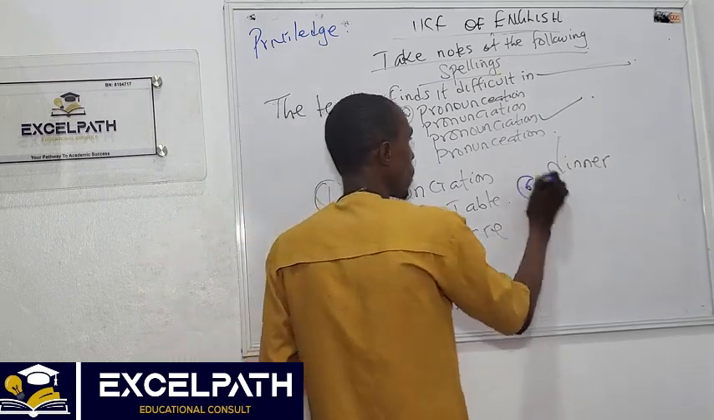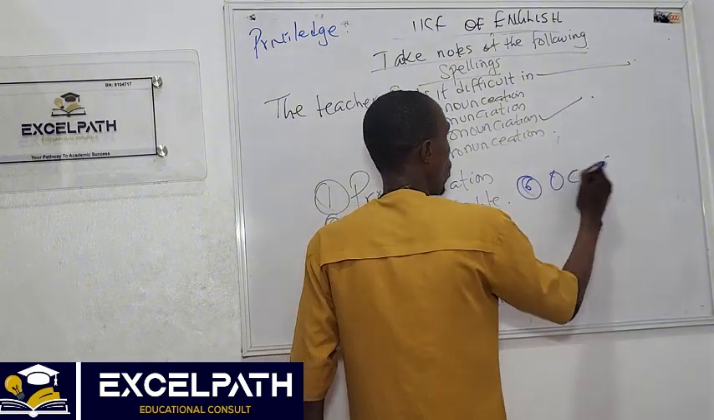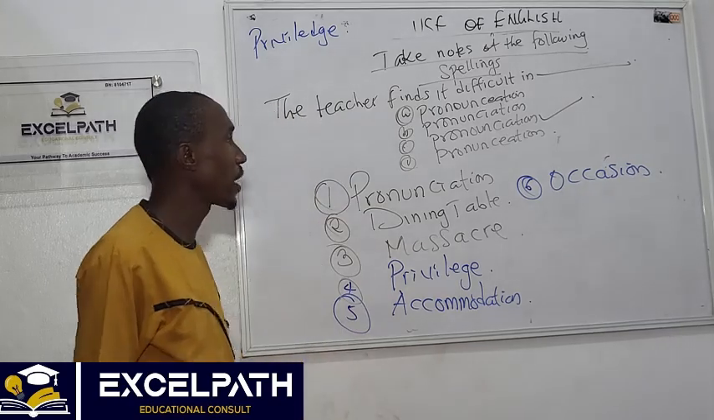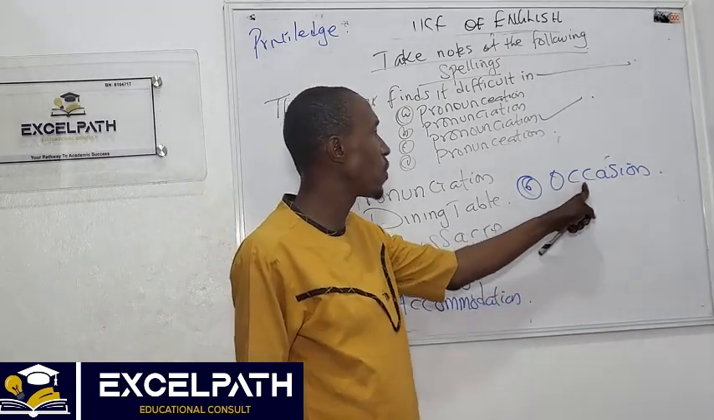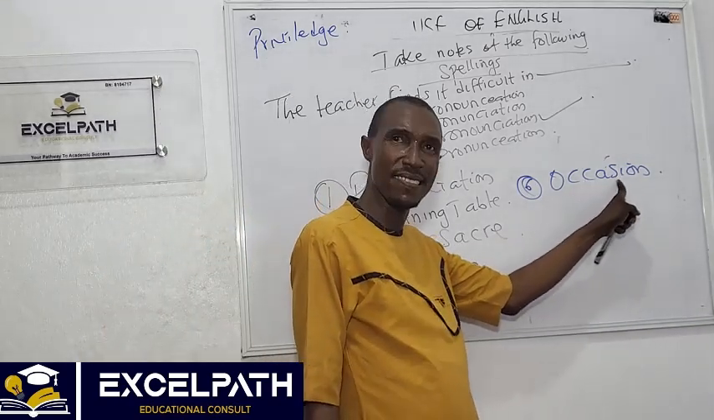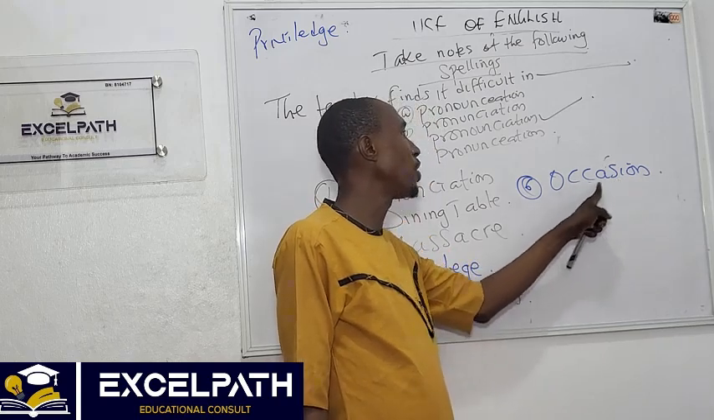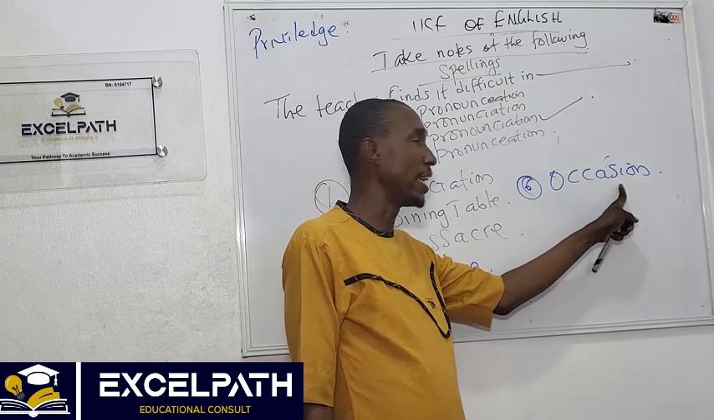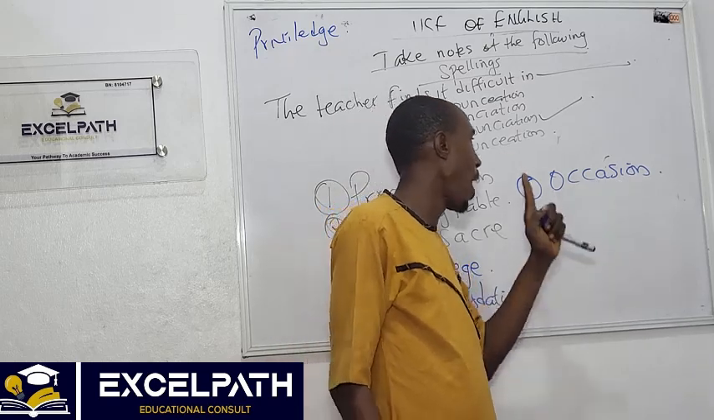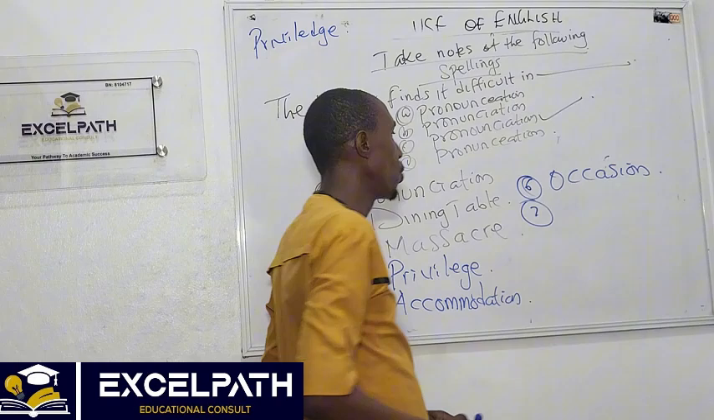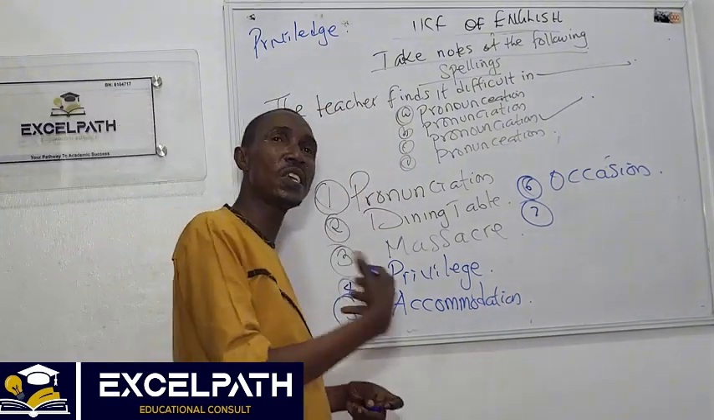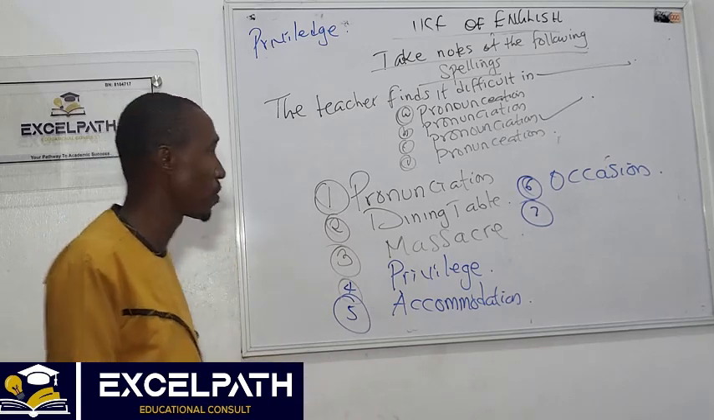Then number 6 is occasion. Occasion is what? Double C and one S. Not double C double S. And not one C double S. It is double C, one S. You have to note all these things, because when you check your past question, you see how it is being used in form of a question.